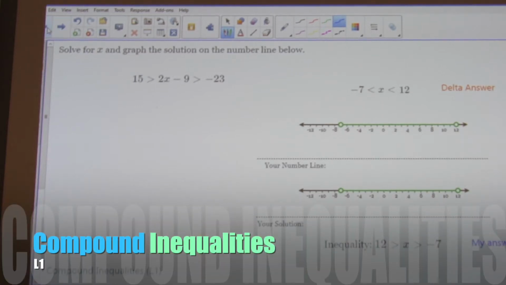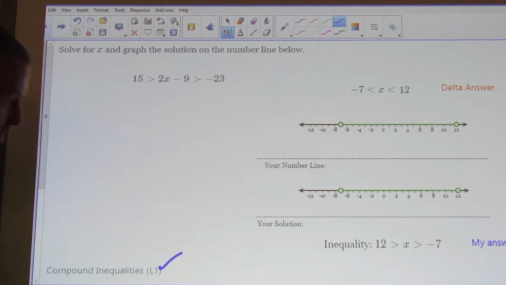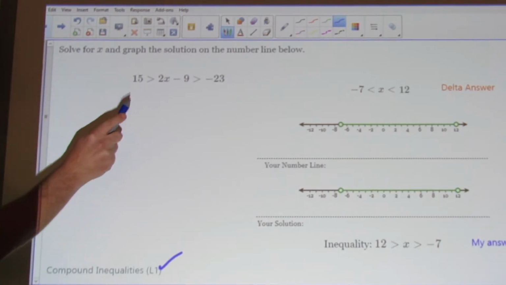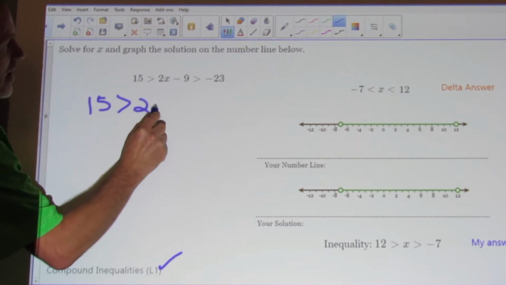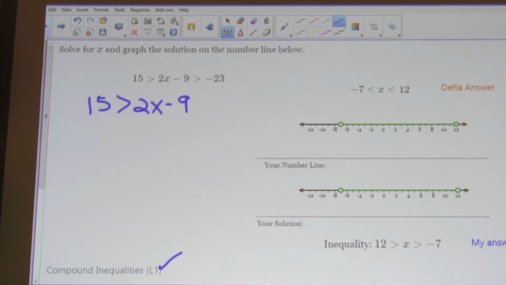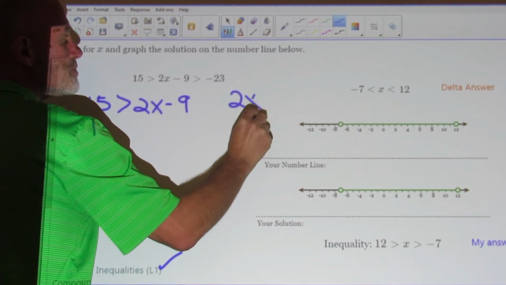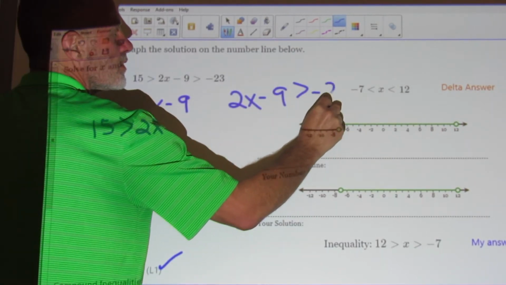All right, let's try to explain a few things about the Delta assignment called compound inequalities level 1. You might see a problem like this, and this is actually two problems. It would be 15 is greater than 2x minus 9, and 2x minus 9 is greater than negative 23.